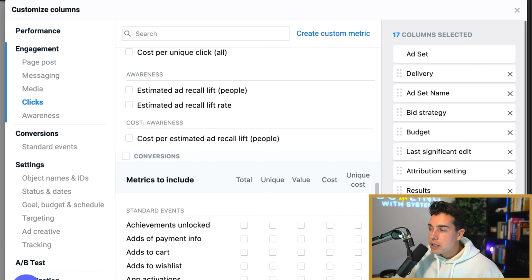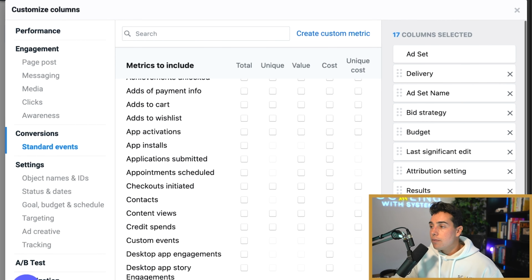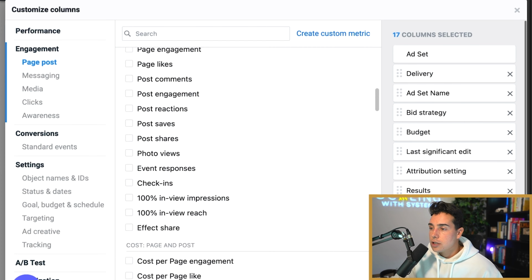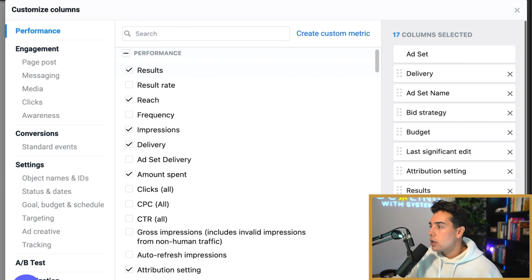Now, there are hundreds inside of here, to be honest with you, and you can even create custom ones if you want on top of that. But of course, to make this very easy, I'm going to show you what we've already set up, and then you can build this out yourself by just modeling what we have here and creating your own custom column.